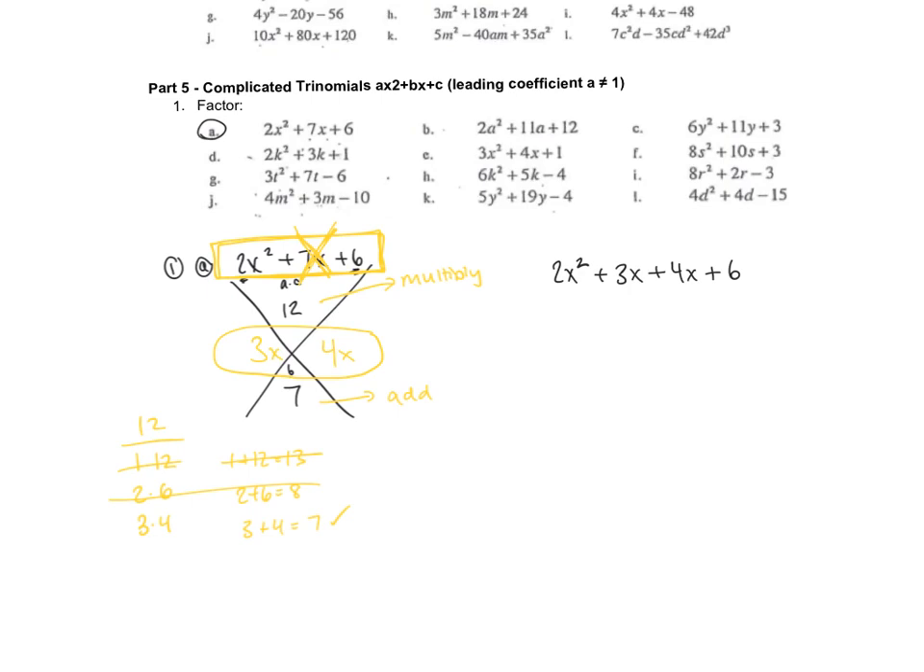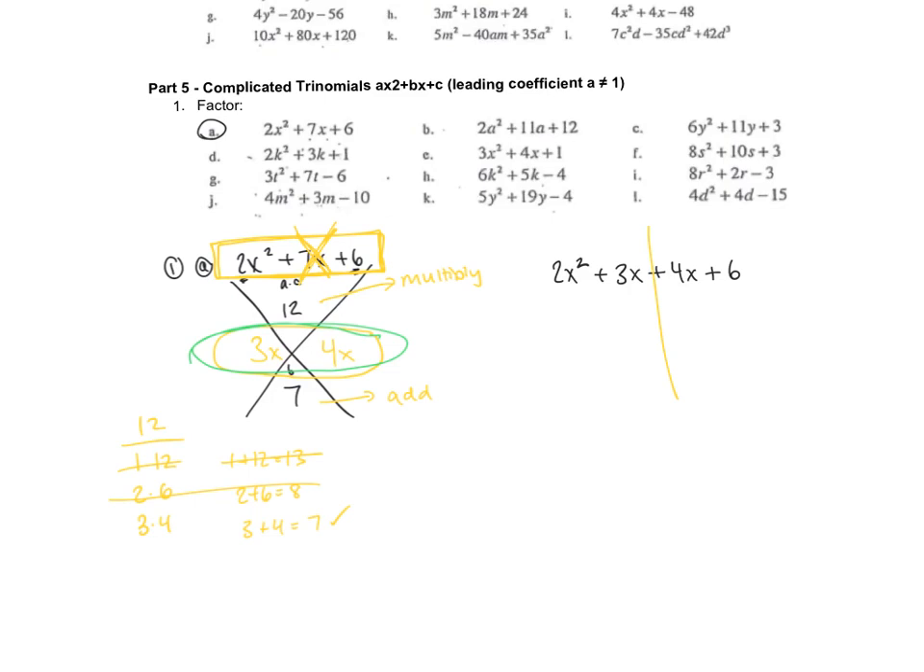So we're going to solve by grouping. So what we do is we cut it in half, so we have 2 terms on each side. And one more thing. It doesn't matter what order you put 3x and 4x in. If you put the 4x first, that's fine. This work right here will be a little bit different, but you'll get the same answer.